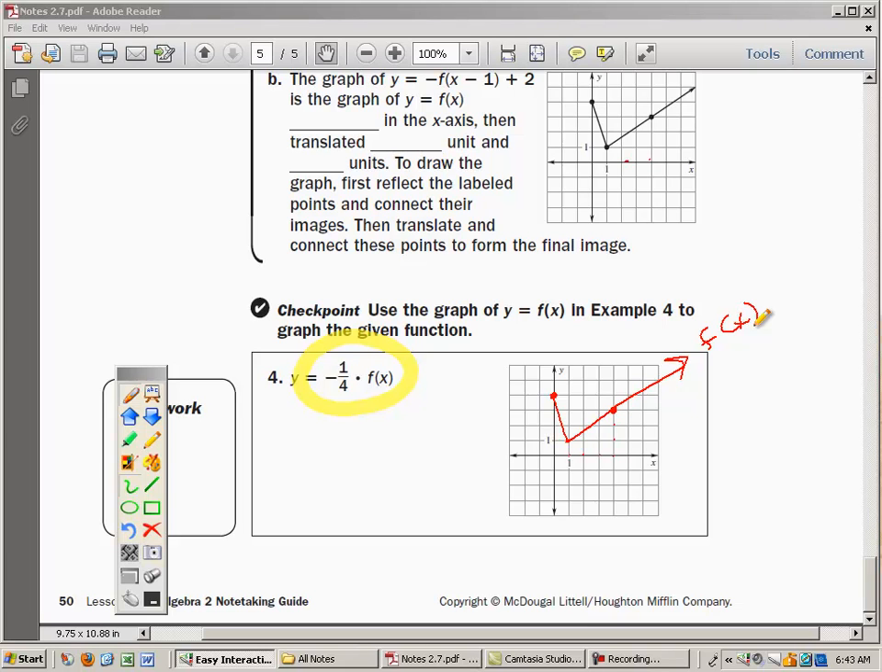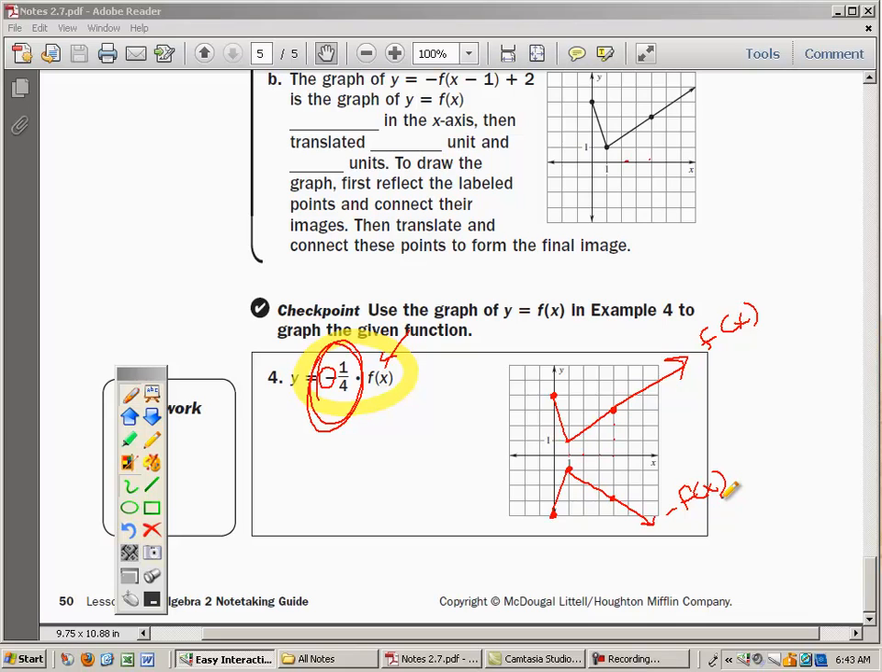From there, I want to take that function, and we're doing nothing vertically or horizontally to this graph. So we're not going to shift the points at all. We're simply going to stretch it by a factor of negative a quarter. The negative is going to take each of those points and reverse them. So we're going to flip this point down to here, this point down to here, and this point down to here. And so now, right here, is the first transformation where we do negative f of x.